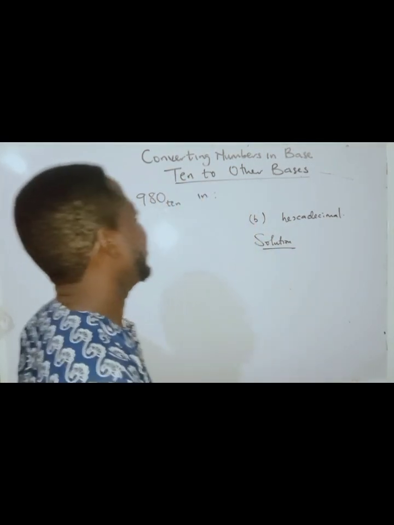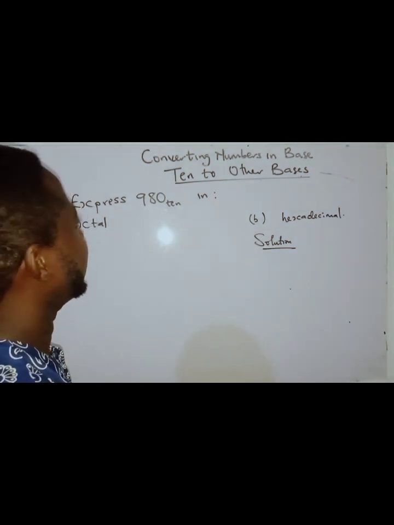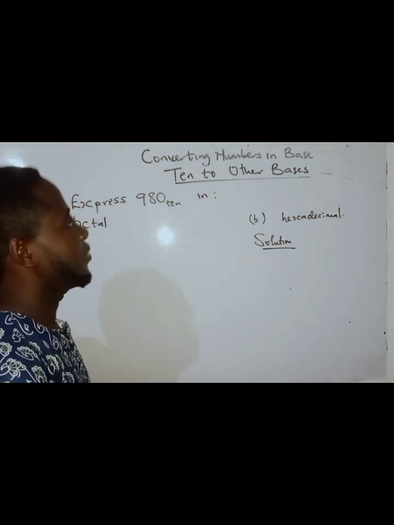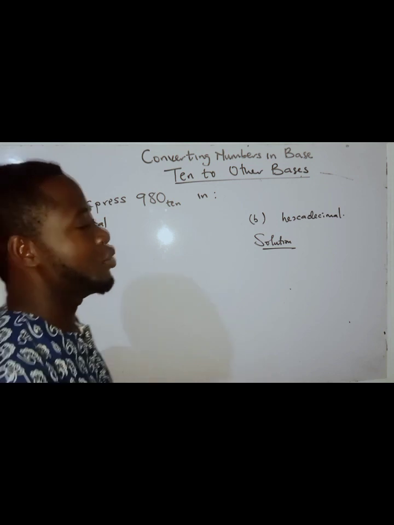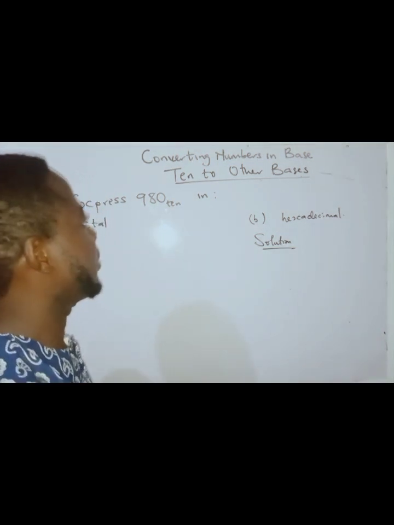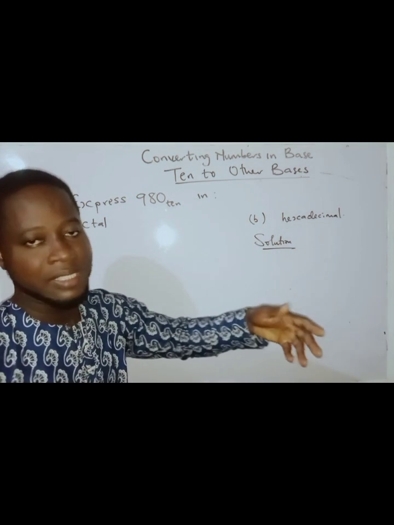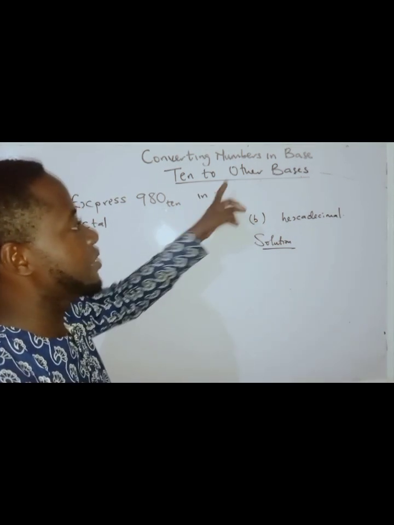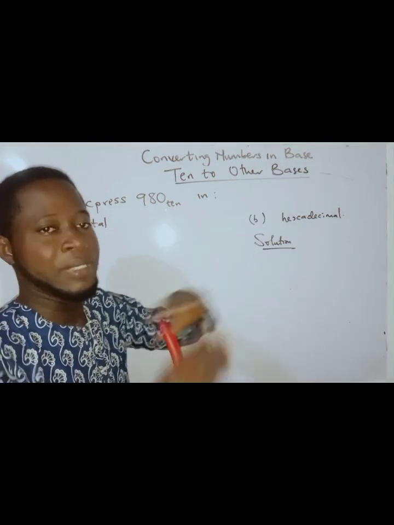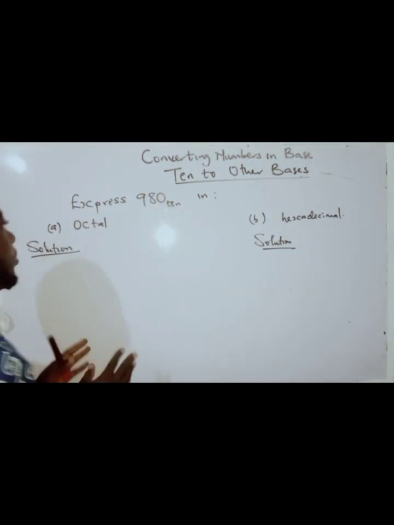In today's class, we want to continue from where we stopped. In our previous class, we looked at how we can convert numbers to base 10. But in today's class, we are going to look at how we can convert numbers in base 10 to other bases. So last class, we looked at how we can convert numbers in other bases to base 10. So this time around, it's going to be vice versa.